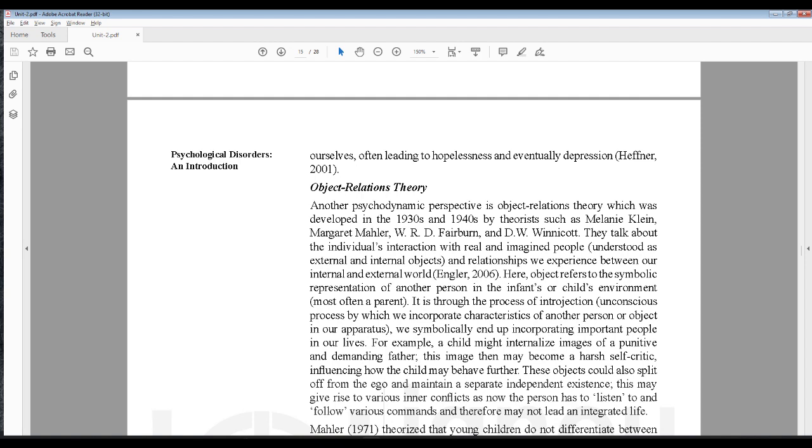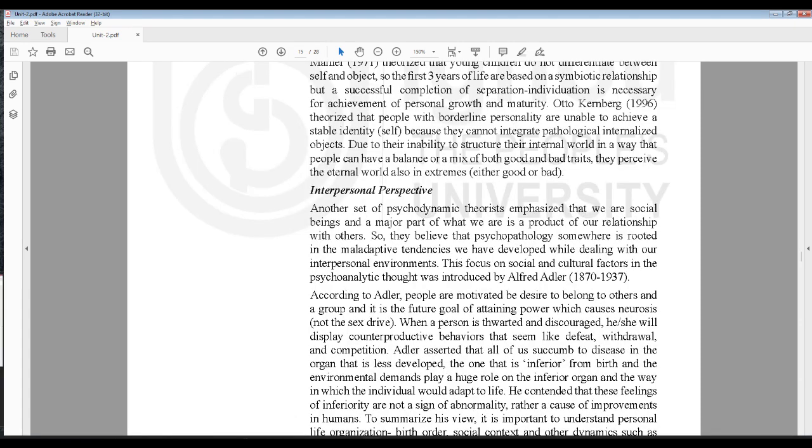Mahler, 1971, theorized that young children do not differentiate between self and object, so the first 3 years of life are based on a symbiotic relationship, but a successful completion of separation individuation is necessary for achievement of personal growth and maturity. Otto Kernberg, 1996, theorized that people with borderline personality are unable to achieve a stable identity, self, because they cannot integrate pathological internalized objects. Due to their inability to structure their internal world in a way that people can have a balance or a mix of both good and bad traits, they perceive the external world also in extremes, either good or bad.